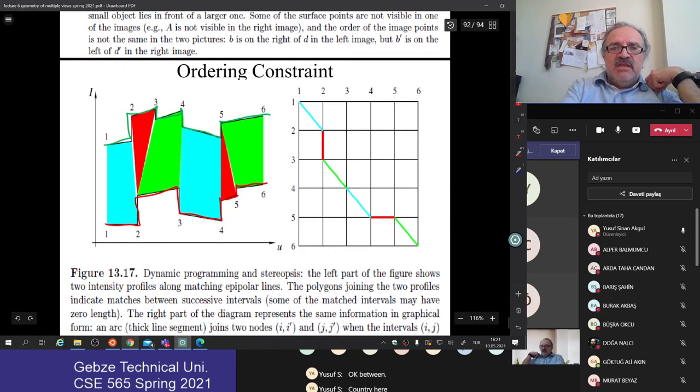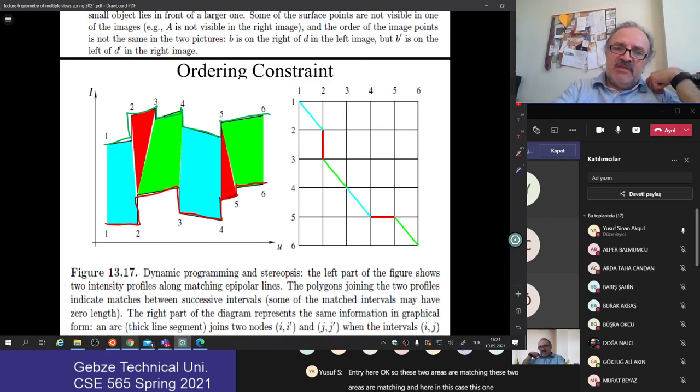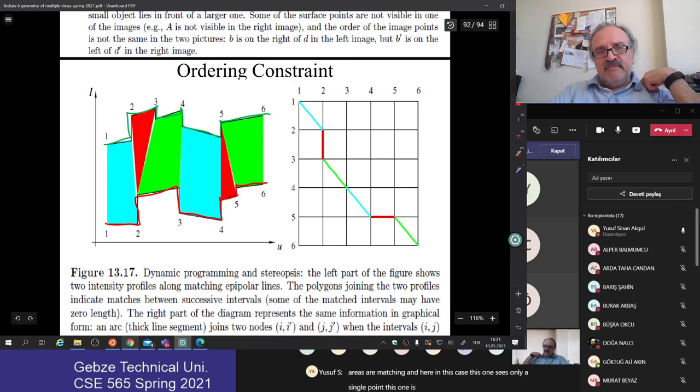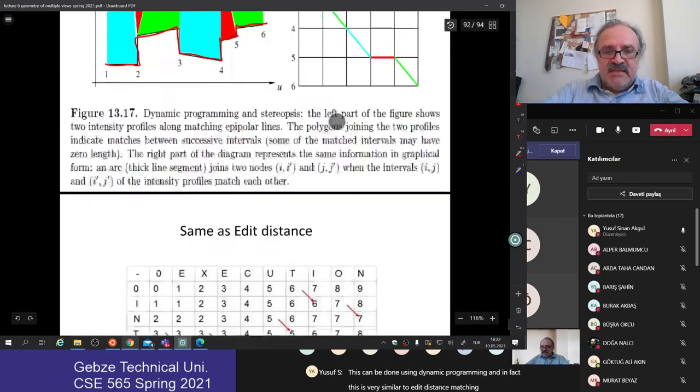Okay, so these two areas are matching. These two areas are matching. And here in this case, this one sees only a single point. This one sees a large area. And I'm trying to match these points with these points. This can be done using dynamic programming. And in fact, this is very similar to edit distance matching between two strings.